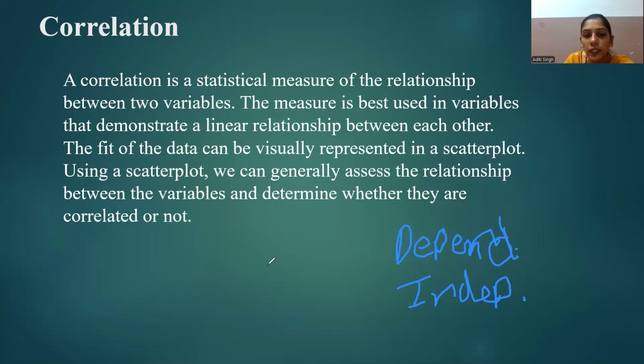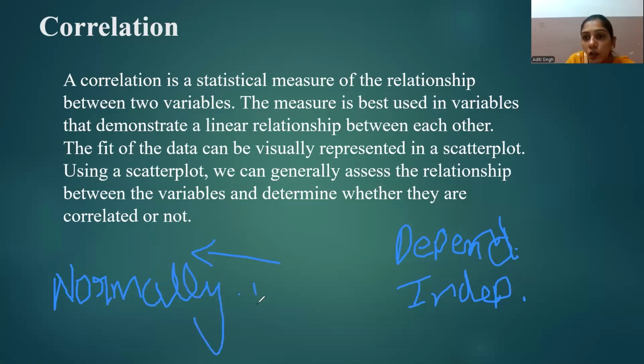We can also say that the data we use for calculating correlation should be normally distributed or nearly normally distributed, so that we can apply correlation on the data.